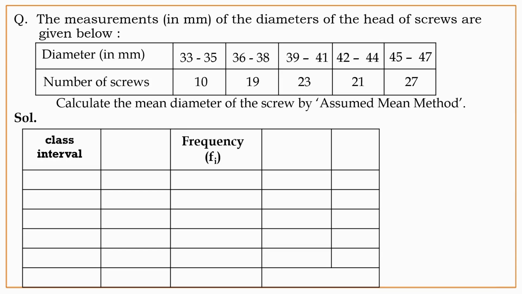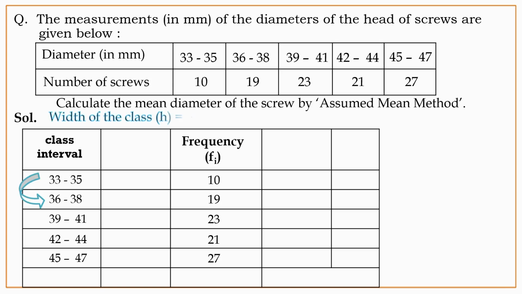First, what is given in the question? The class interval. So first we will write the class interval. Also we need to write the frequency, that is fi. Now we will just copy the class interval that is given in the diameter. Then we will copy all the frequencies from the question. Okay. Now the next step is to find the class width.